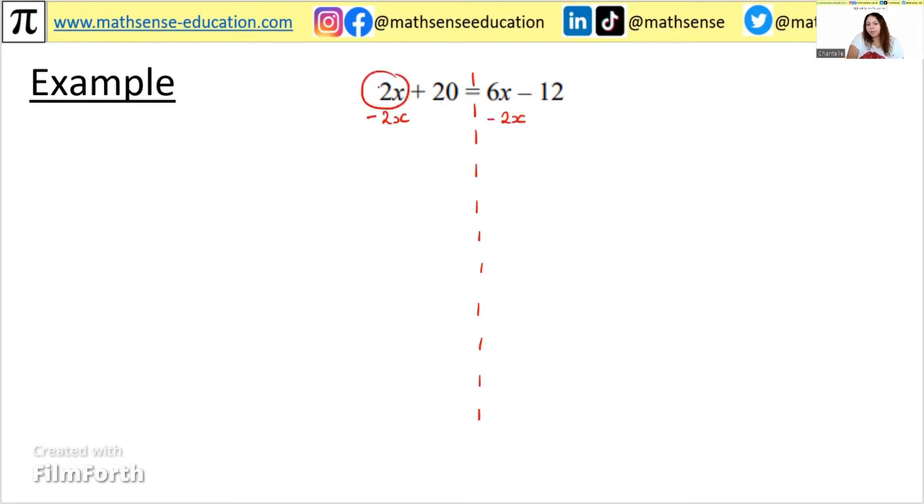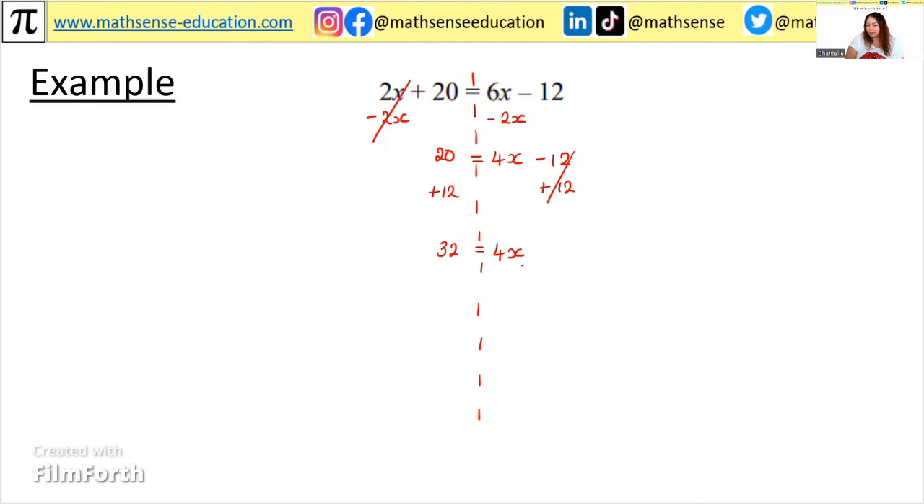When there's no sign in front of a term, we assume that it's positive. So now I just have 20 equals... Now 6x minus 2x is 4x, and I've still got the minus 12 over here from the original equation. Now I want to add 12 to both sides because I'm trying to get rid of the numbers. And that leaves me with 32 on the left-hand side and 4x over here.